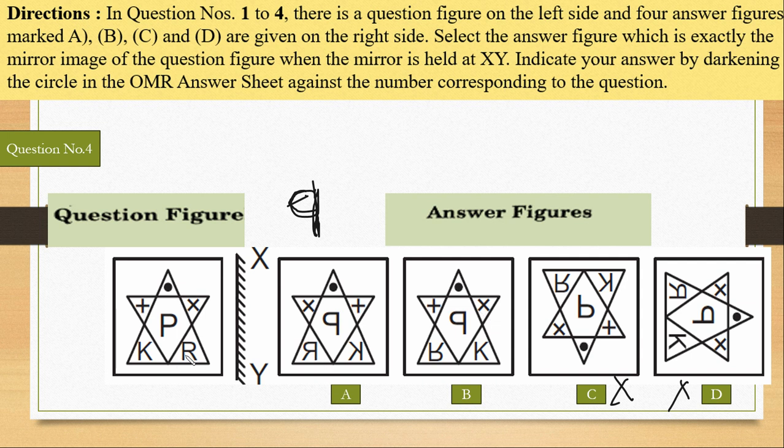Again here, R is on the right hand side, so it should appear on the left hand side, and the mirror image of the R is correct. Also K is on the left hand side, so it should appear on the right hand side. So K is matching in the mirror image. A is exactly matching the mirror image. Let us move on to the next question.